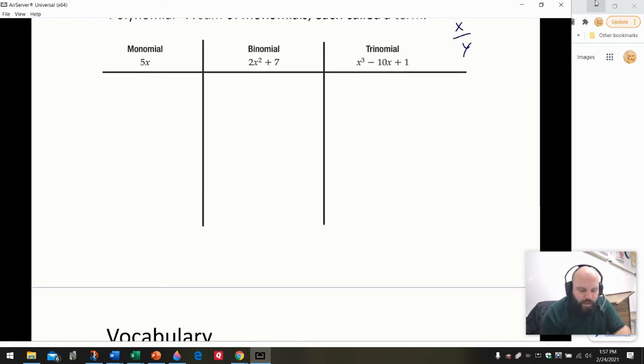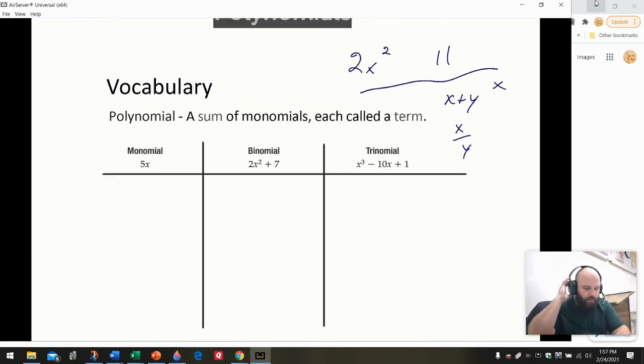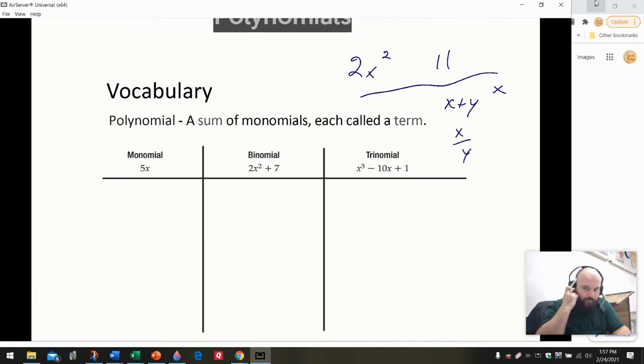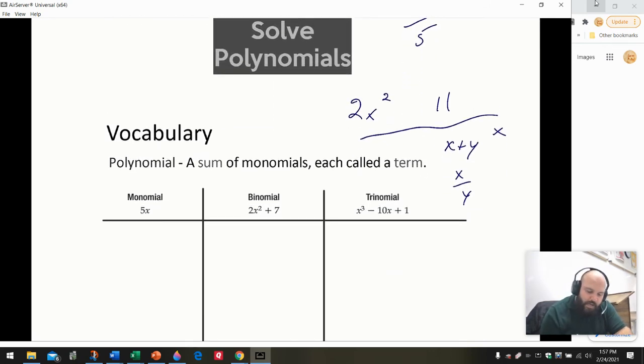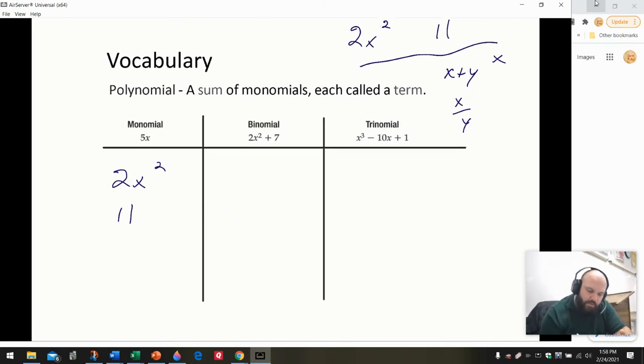So let's take a look at what a monomial would be. An example of a monomial right here you can see is 5x. And I just showed you some other examples. 2x squared would be a monomial. Another monomial would be just the number 11. It's a single term by itself. Or we could also have x squared over 5. That is also a monomial.